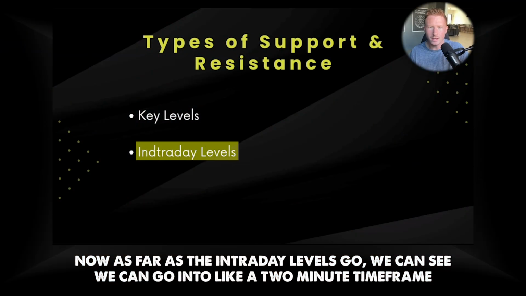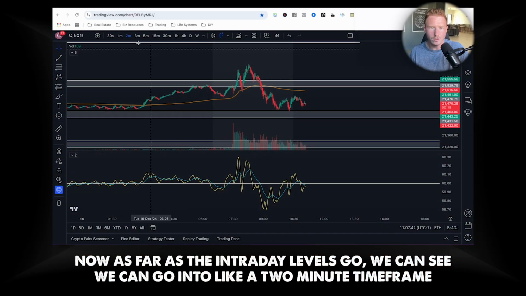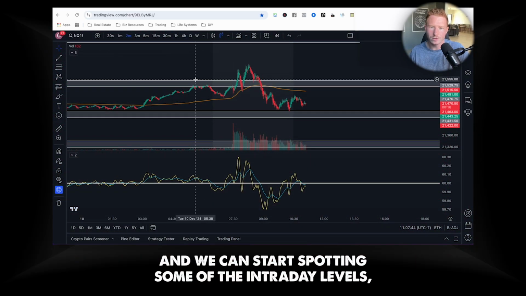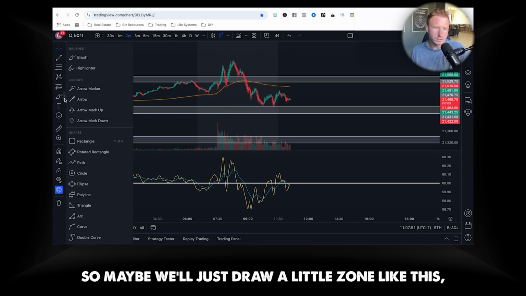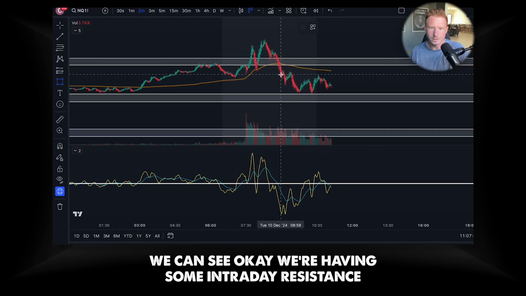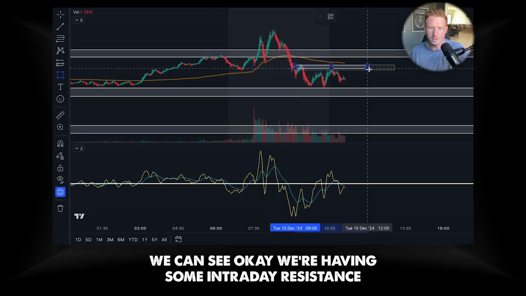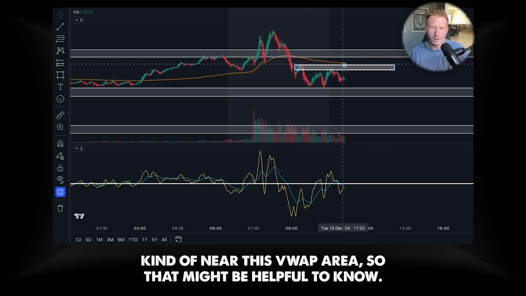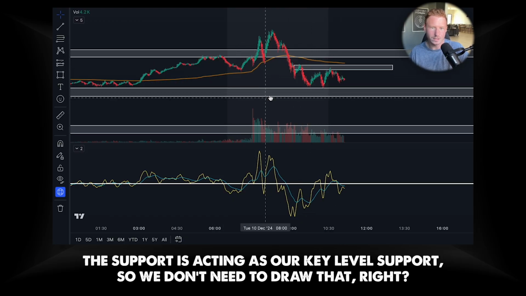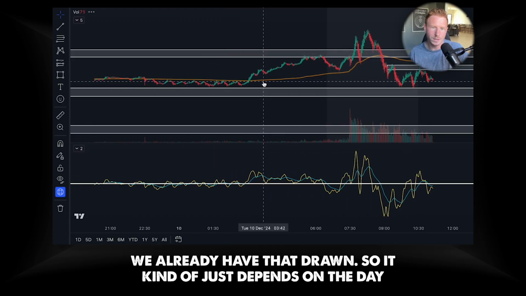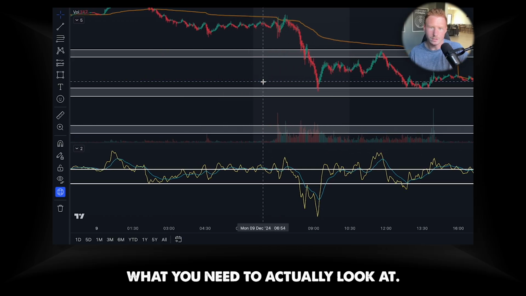Now, as far as the intraday levels go, we can go into a 2-minute time frame, and we can start spotting some of the intraday levels, whether we're seeing this kind of resistance right here. So maybe we'll just draw a little zone like this. We can see we're having some intraday resistance near this VWAP area, so that might be helpful to know. The support is acting as our key level support, so we don't need to draw that. We already have that drawn. It just depends on the day what you need to actually look at.